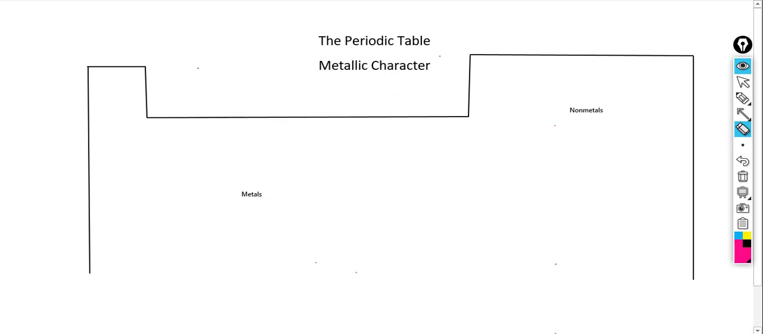We can also look at the trend in atomic size, and generally speaking, the nonmetals are smaller than the metals, and it's not just dependent on the number of electrons. So the size of the atom, sometimes called atomic radius, is an interaction between the number of electrons.